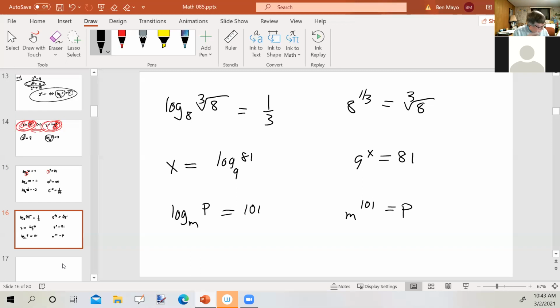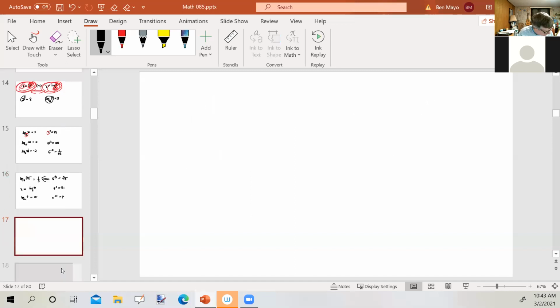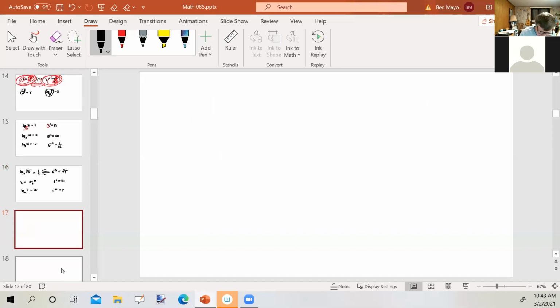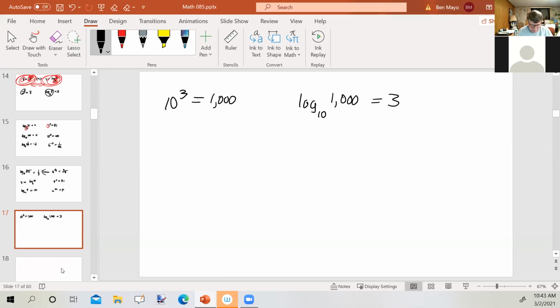All right, now we're going to go the other direction. We're going to take exponential equations and change them into logarithmic equations. So let's say I've got 10 cubed equals 1,000. So this would be log base 10 of 1,000 equals 3. 3 to the -4th power equals 1/81. Log base 3 of 1/81 equals -4.